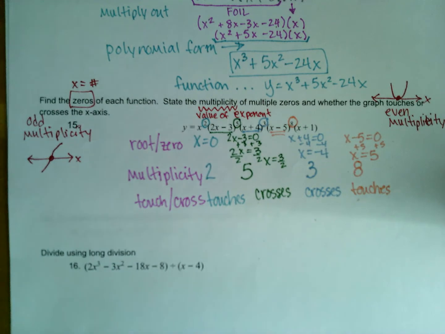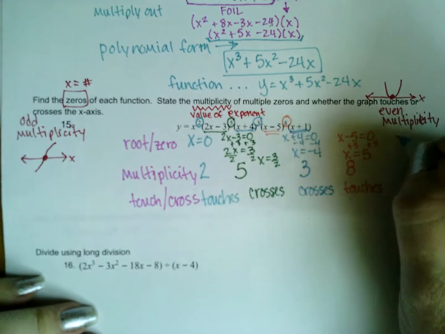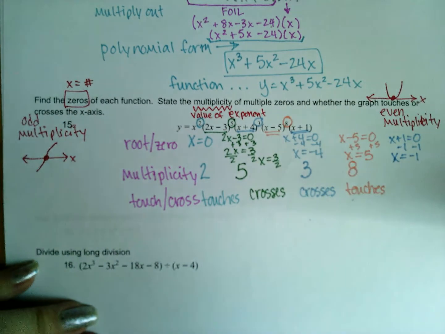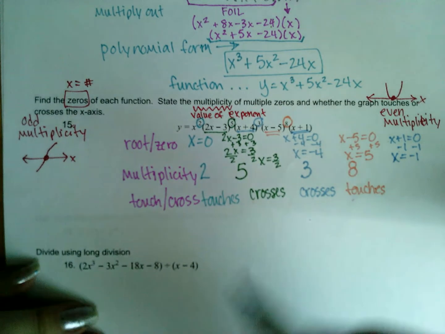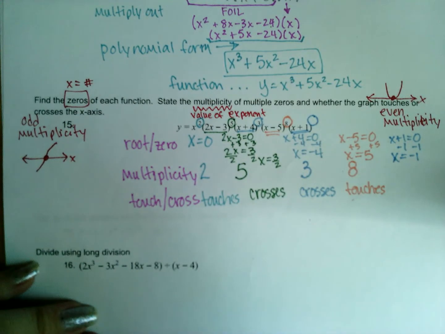And then my last one. The last one I have here has x plus 1. So I set x plus 1 equal to 0. Subtract the 1 over, I get x equals negative 1. Now, as far as multiplicity, I'm looking at the exponent right up here. There's no number there. So what is that exponent?